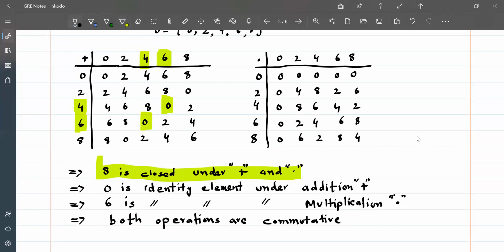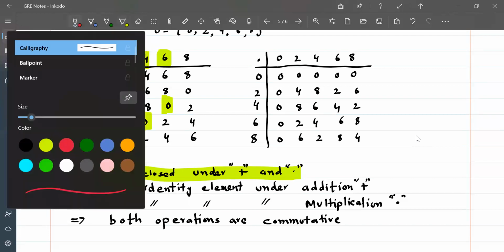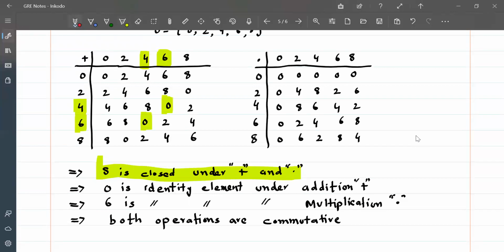Here we are doing addition, and if we add 4 and 6, we get 0, and if we add 6 and 4, we also get 0. Similarly, for the second element, 8 multiplied by 2 gives 6, and 2 multiplied by 8 gives 6. Okay, students, so this is the way we can check the commutativity of the operation.